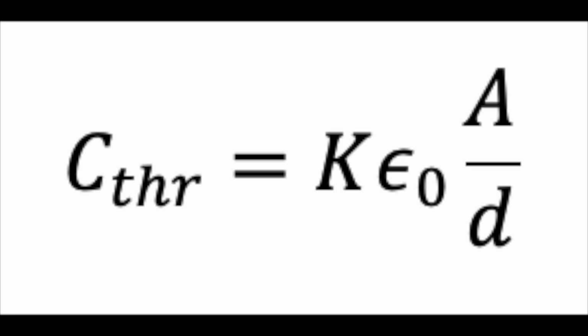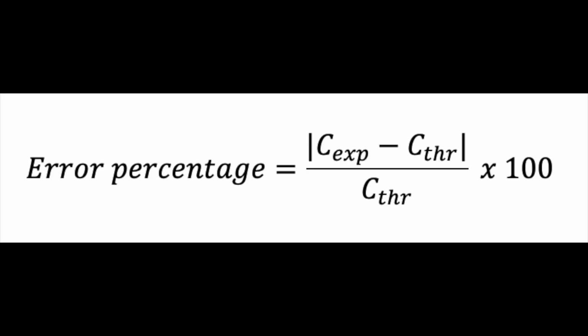Here is the formula for the theoretical capacitance. Capacitance increases with the dielectric constant and plate area and decreases with the distance between plates. To evaluate the accuracy, I calculated the percentage error using this formula. This formula compares the experimental and theoretical values to assess the precision of the experiment.